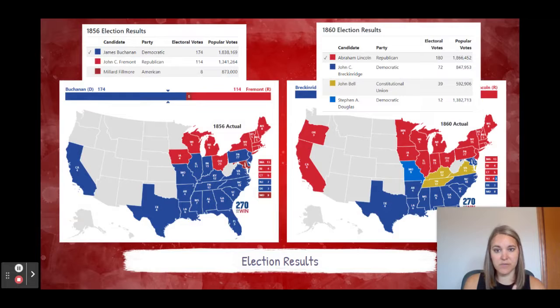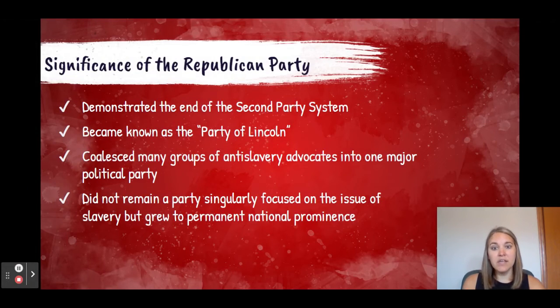So in 1856, Fremont is the candidate, and for the first presidential election, just 2 years after the development of the Republican Party, you can see that he gains a huge amount of the popular votes. And this, of course, leads up to the 1860 election when Abraham Lincoln, the Republican, does win the popular and electoral votes. So the significance of the Republican Party is it demonstrated the end of the second party system and the emergence of the third party system. It becomes known as the Party of Lincoln. It coalesced many groups of anti-slavery advocates, and it did not remain a party singularly focused on the issue of slavery, but grows into permanent national prominence.